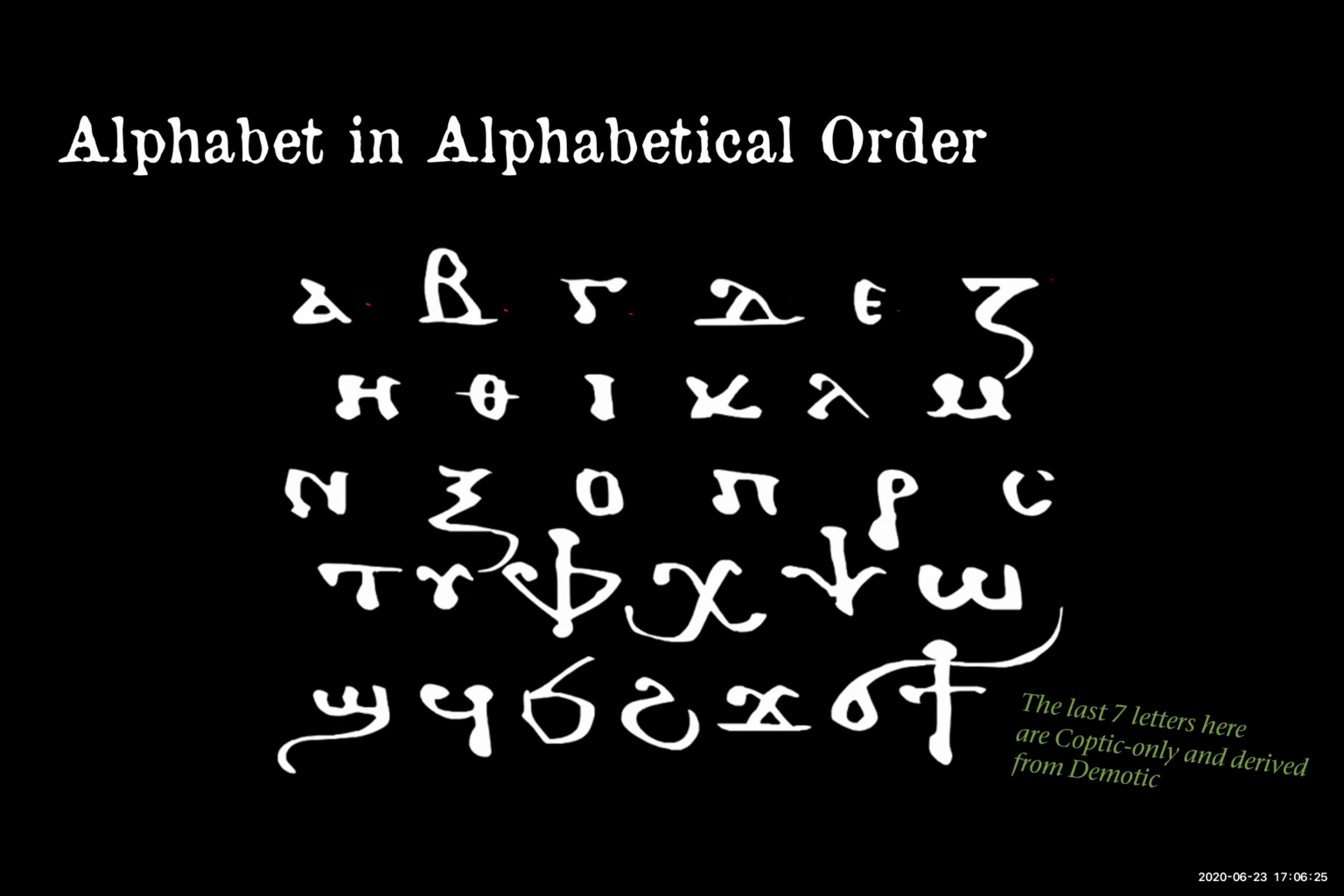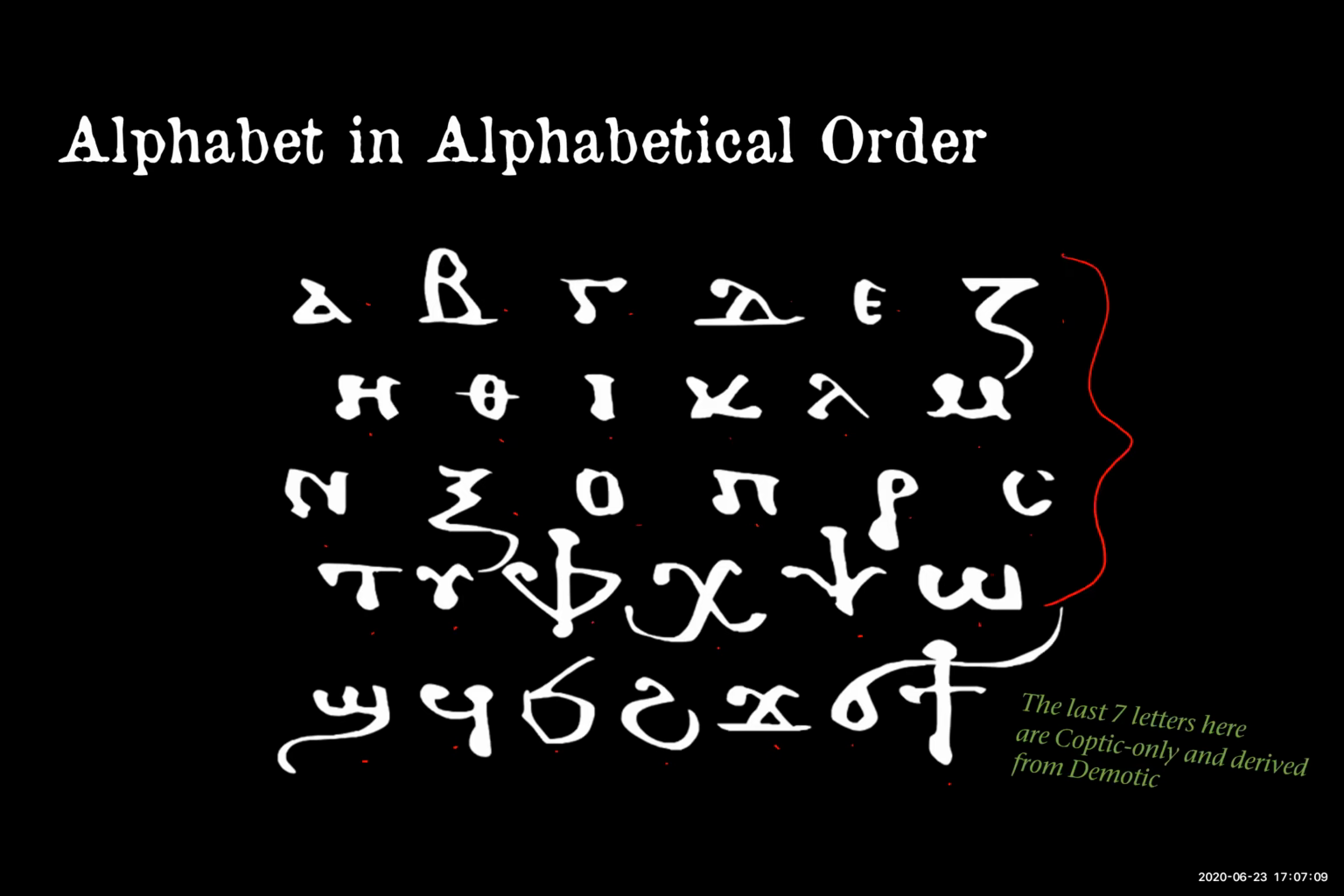So we have alpha, beta, gamma, delta, ei, zeta, eta, theta, iota, kappa, laula, mi, ni, xi, o, pi, ro, sima, tav, ha, fi, chi, psi, o, shai, phi, chai, hori, janja, or ganja, chima, ti. Now I have a note here. The last 7 letters are Coptic only, and they're from Demotic, which you'll see in the all-in-one sheet. I have a section for that. So these 24 letters up here, these are all Greek letters.